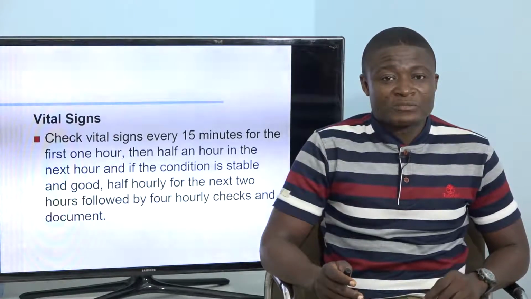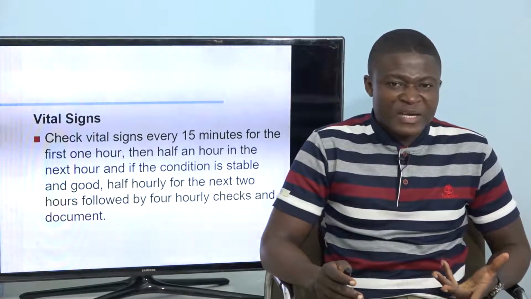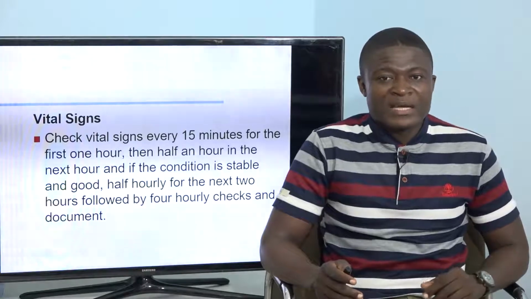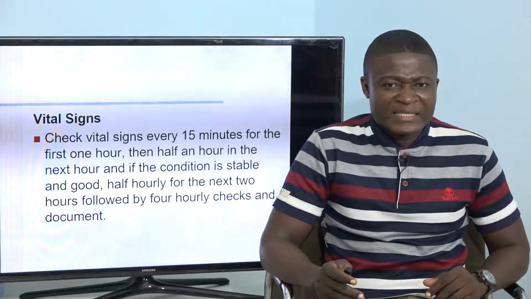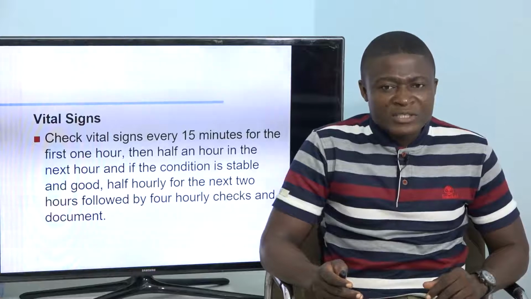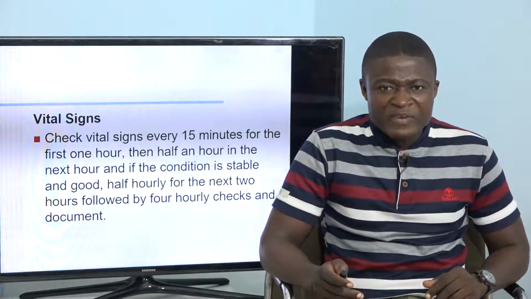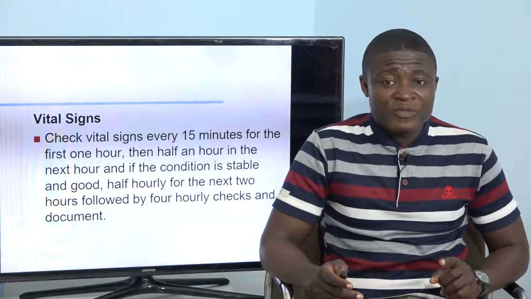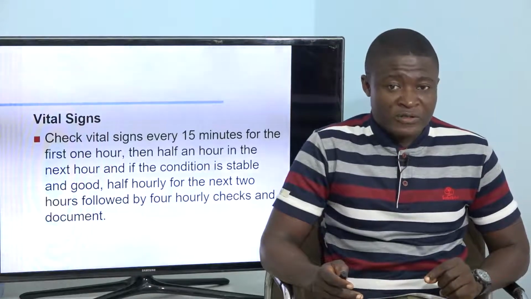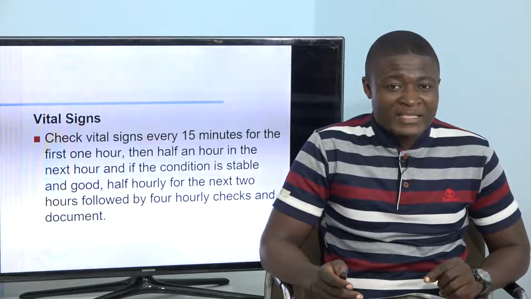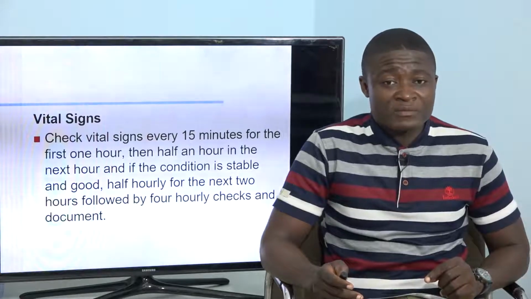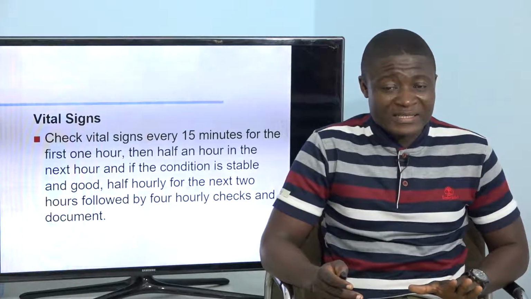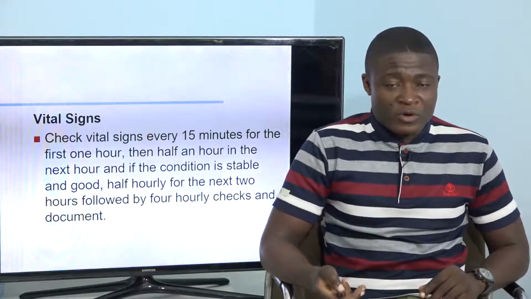Vital signs. Check vital signs every 15 minutes for the first 1 hour, then half hourly for the next hour, and then continue, and if the condition is stable and good, hourly for the next 2 hours, followed by 4 hourly checks and document. So that is how the vital signs are supposed to be checked. All right.